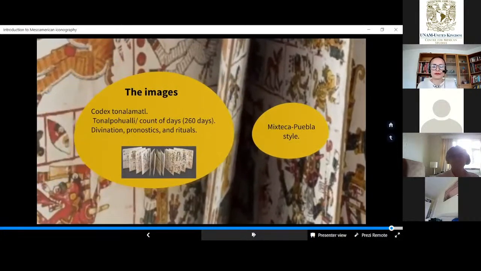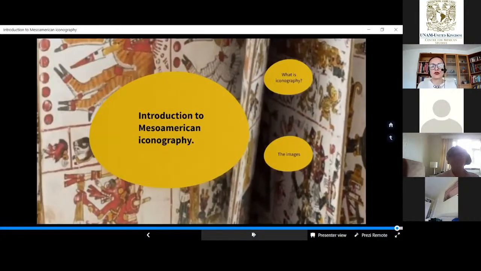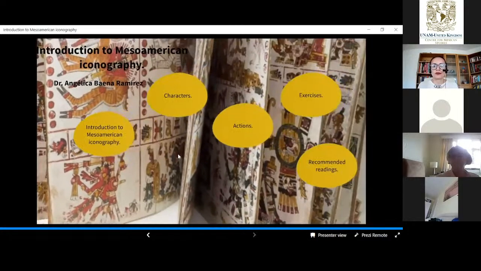Obviously, the persons who exchanged these documents were from the elite, and they were persons who had knowledge of what they were trying to say. They knew the religious elements, they knew the divinatory or calendrical elements, so they were able to make a reading of these documents.